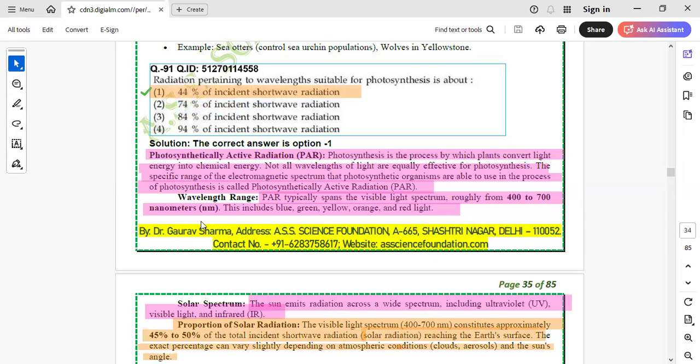So this was not a tough question at all, right? The rest of the options are not even near about. So that's why the correct answer for 91 is first. Is that clear to each and everyone?